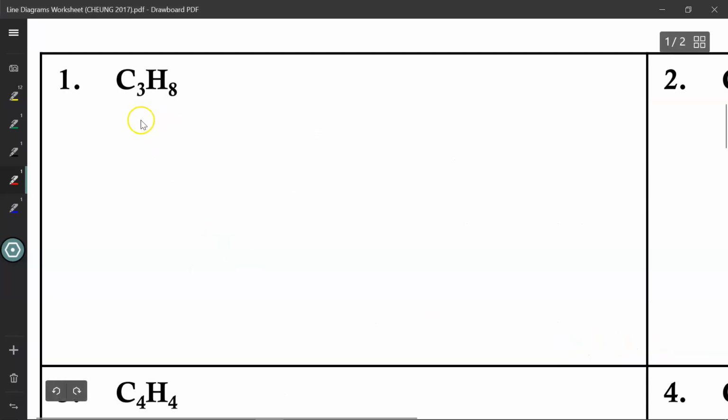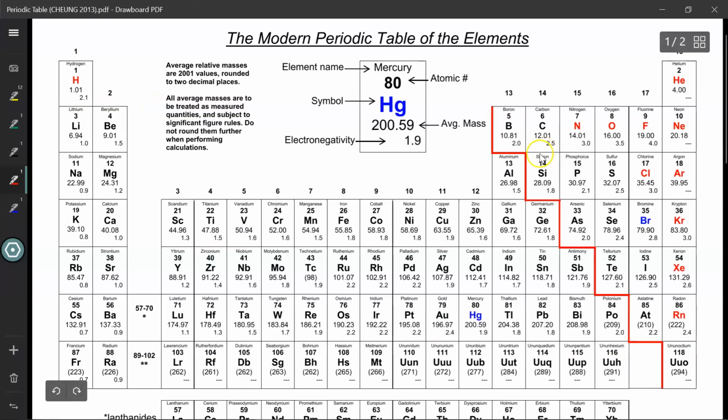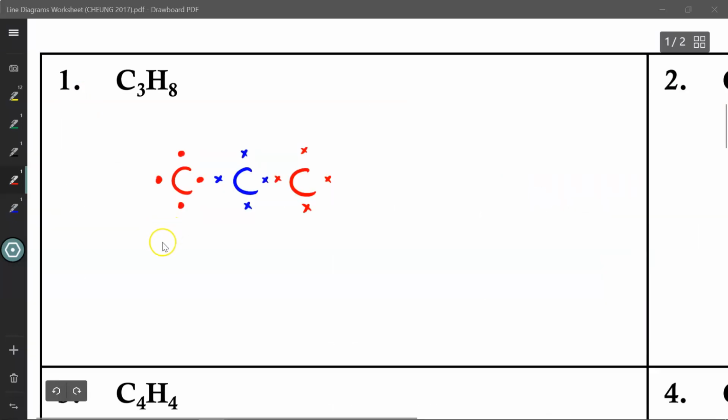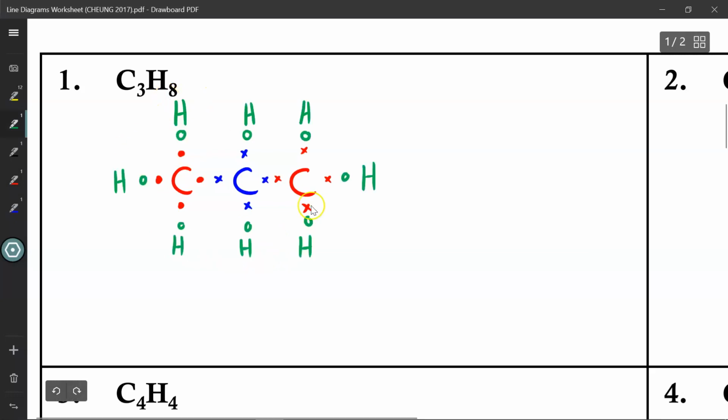So let's try the first one together, C3H8. Now carbon is in group 14 or 4A, so it has 4 valence electrons, while hydrogen is in group 1 or 1A, so it has 1 valence electron. As we mentioned before, carbon should form the backbone of your structure. Try to link them together where possible. And now I just need to add the hydrogens to complete the picture.